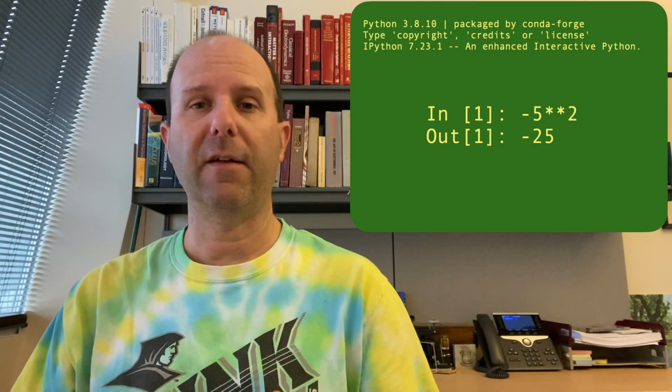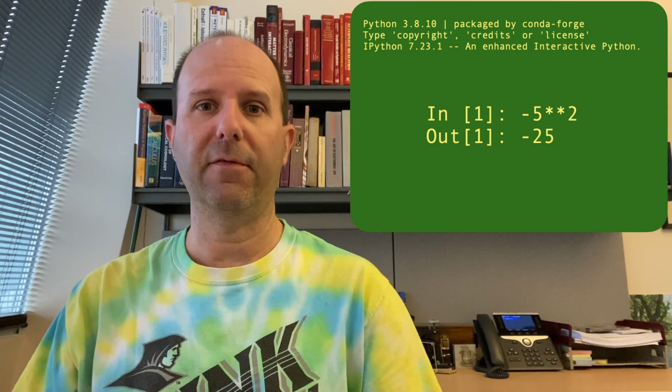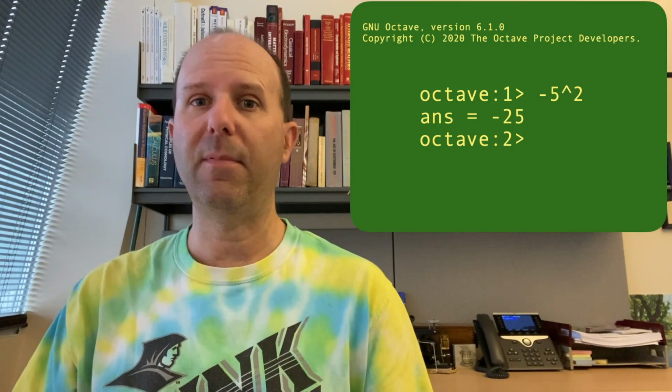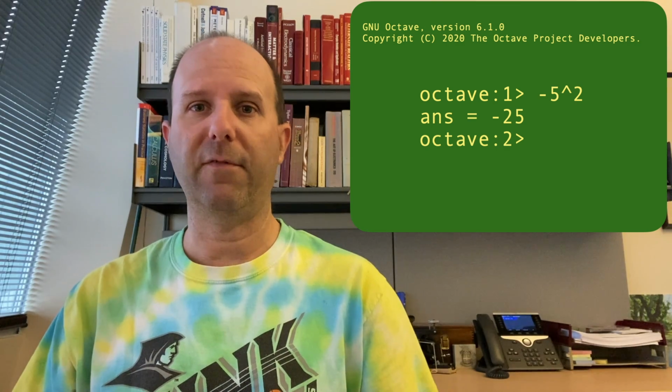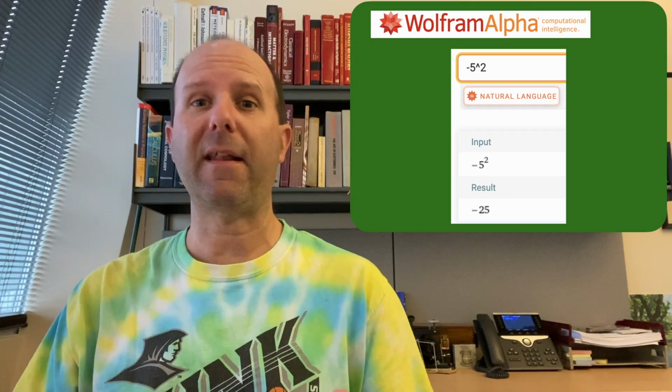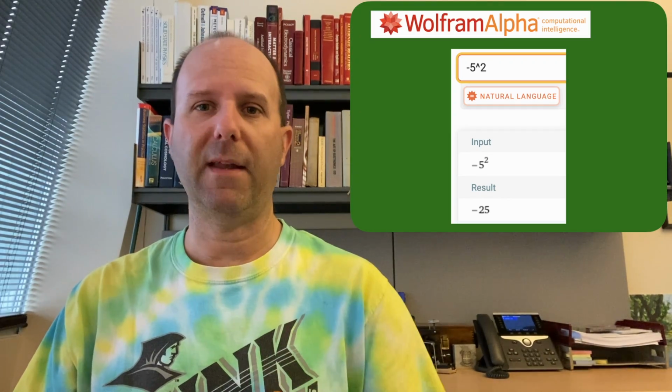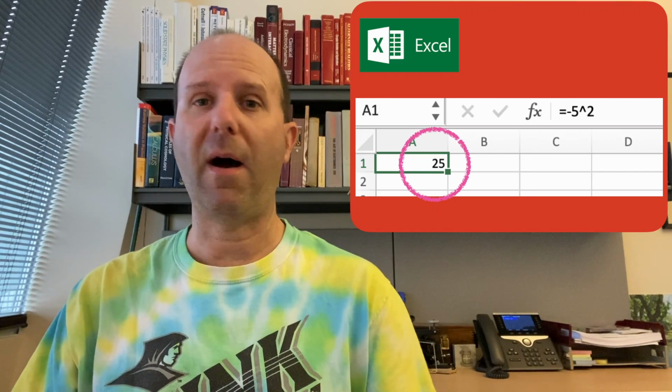So what happens when we actually go and try it out in these various platforms? I go into Python, -5 squared gives me -25. I go into MATLAB or Octave, -5 squared gives me -25. I go into Google, -5 squared gives me -25. Mathematica, -5 squared gives me -25. And then I do it in Excel and it gives me +25.